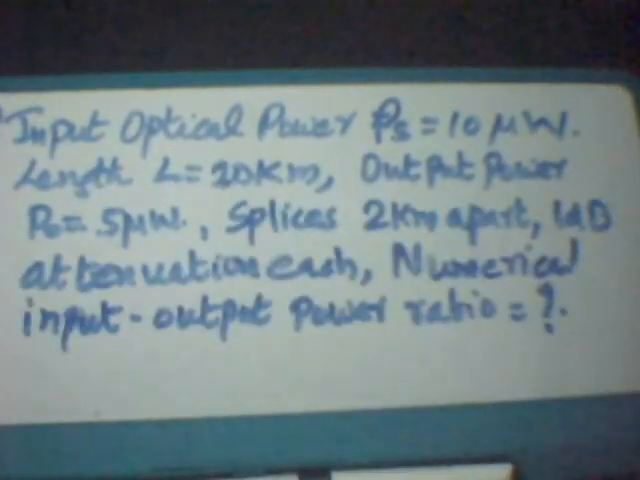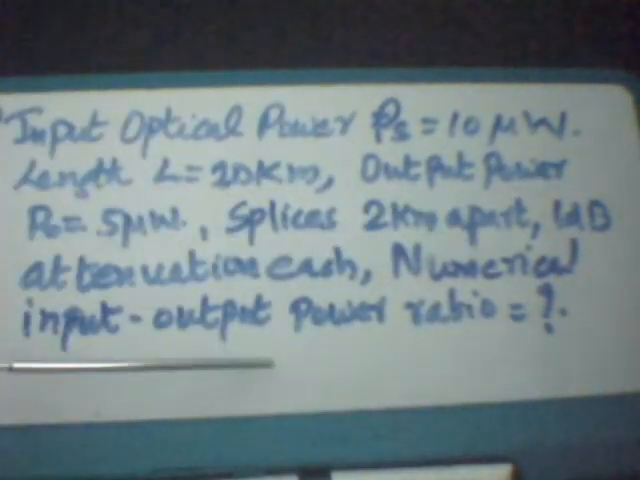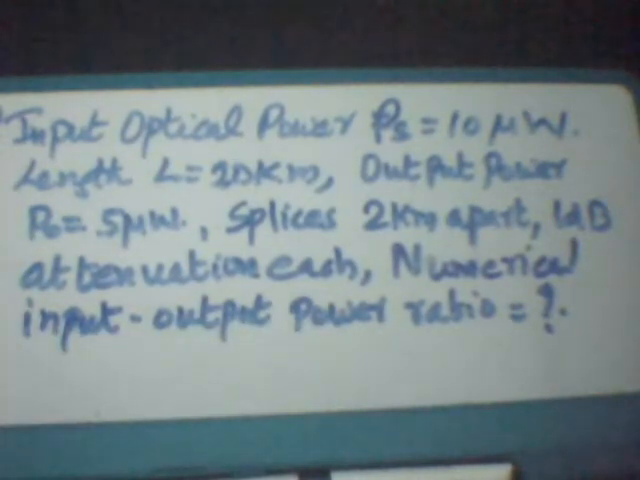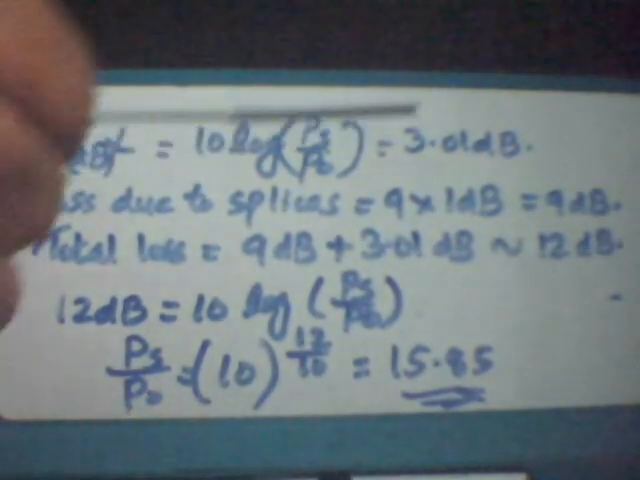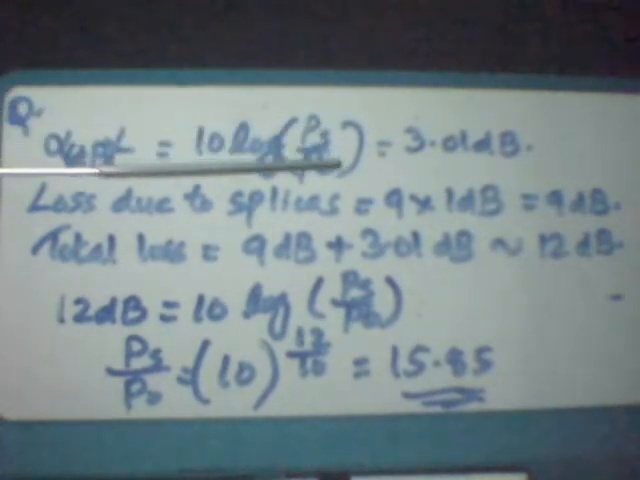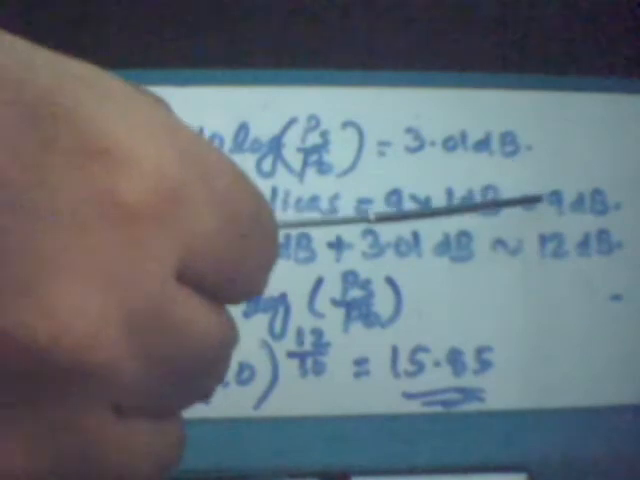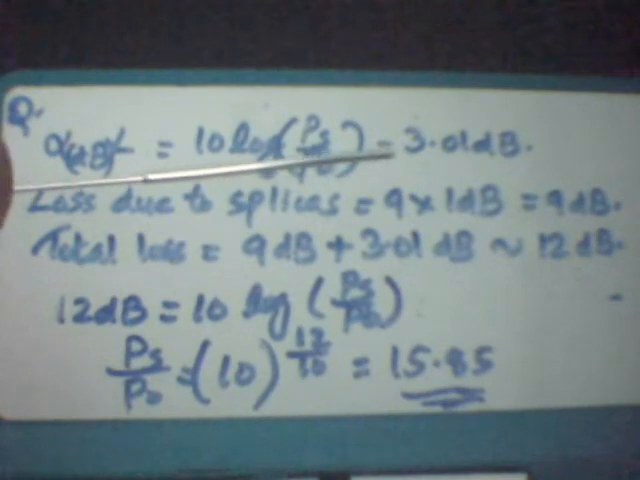So, another problem. The input optical power to a fiber of 20 km length is 10 microwatt. The output power is only 5 microwatt, and the fiber is spliced 2 km apart, and each splice introduces a 1 dB attenuation. You are asked to find the numerical input output power ratio. So, direct application of the formula: alpha dB into L is 10 log Ps by P0. It is 10 log 10 by 5, that is 3.01 dB.